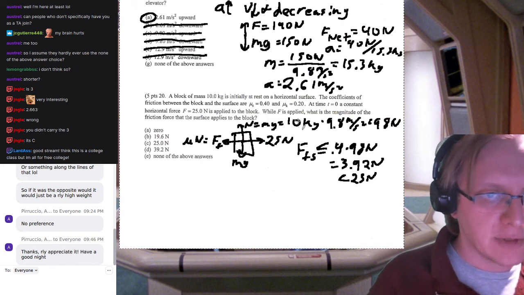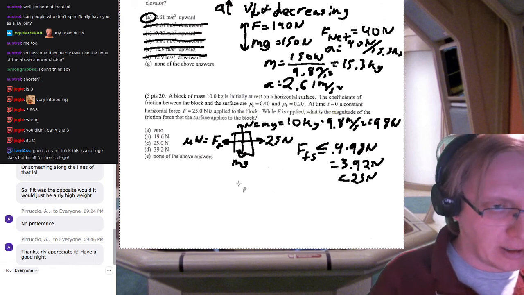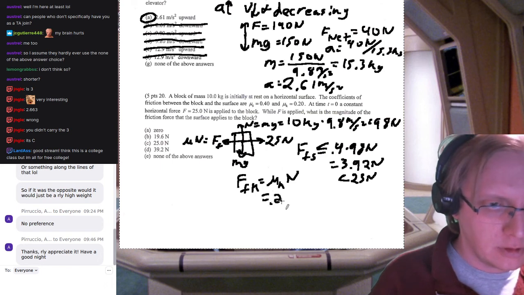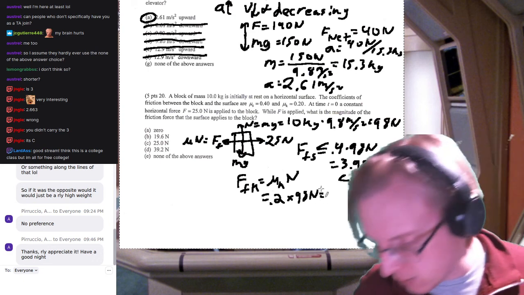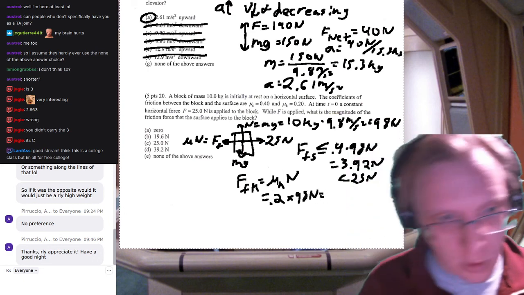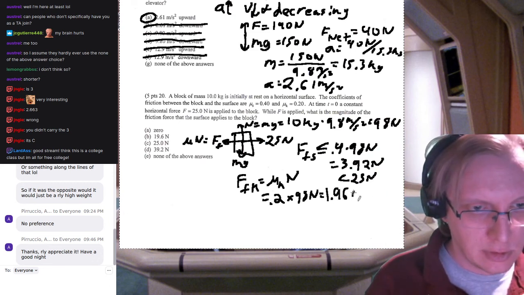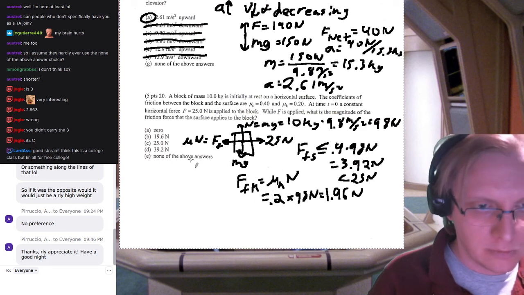So when F is applied, it was the magnitude of the force of friction. Therefore, we are under the kinetic friction, which is mu k normal, is equal to 0.2 times 98 newtons, which is half that, 1.96 newtons. Uh-oh.